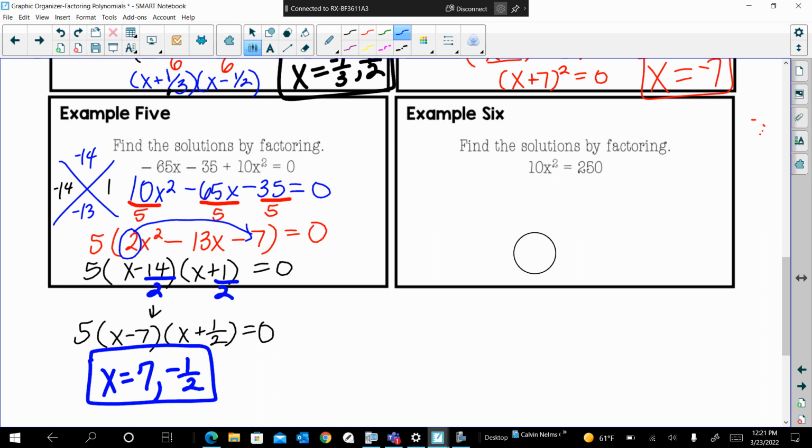So we didn't do anything with the 5? No. You would only do something with the 5 if it had a variable. Okay, but if it's just a constant, we can't solve for that. We're only solving for the x's.